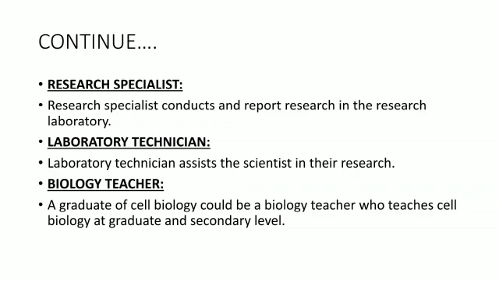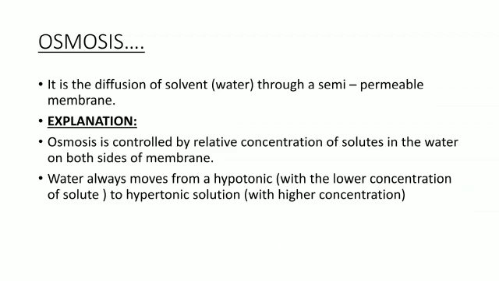Then a laboratory technician. A laboratory technician assists the scientist in their research. They help the scientist because they know very well about all the tools present in the laboratory, and they also know the usage of those tools very well. So they help the scientist to perform different functions in different researches. The biology teacher: a graduate of cell biology could be a biology teacher who teaches cell biology at graduate and secondary level.